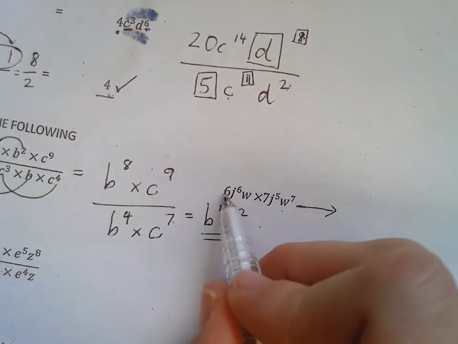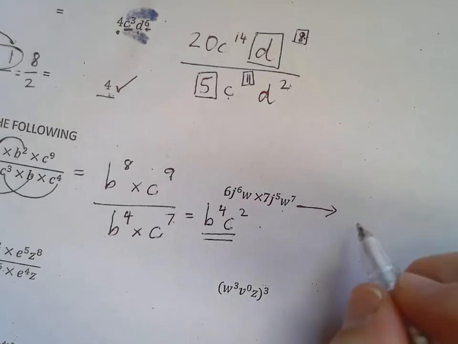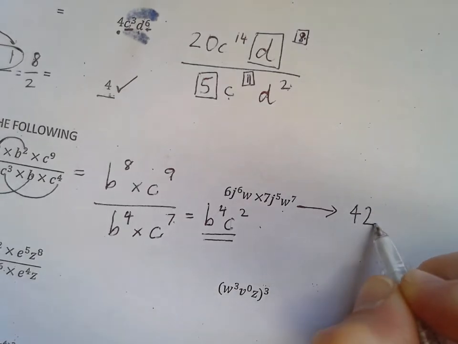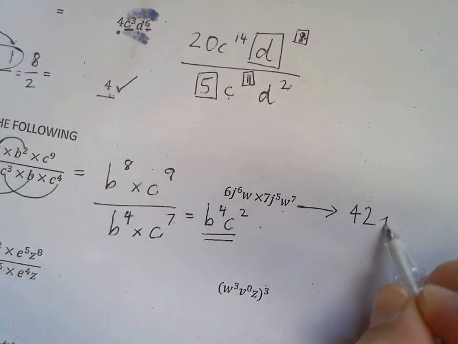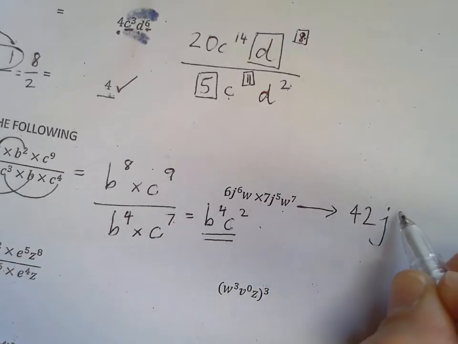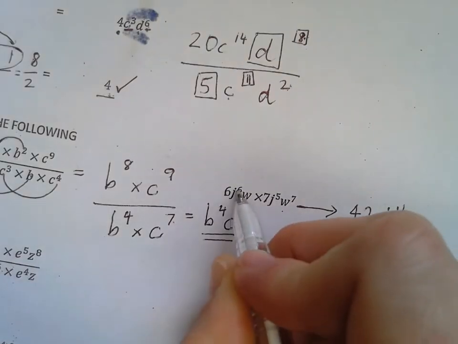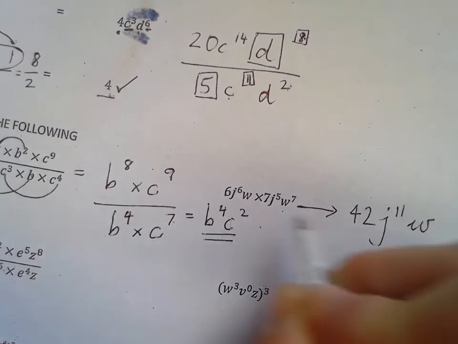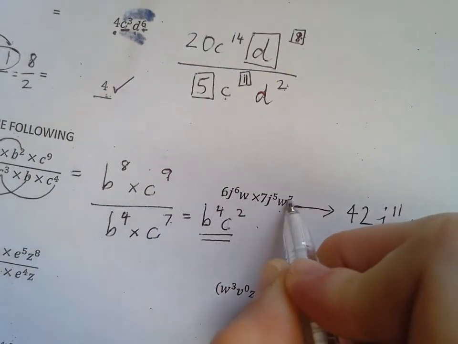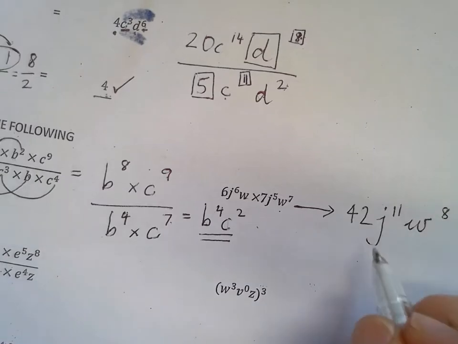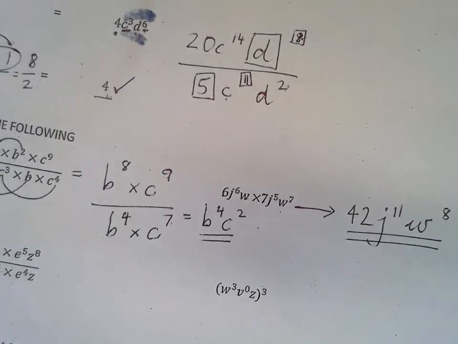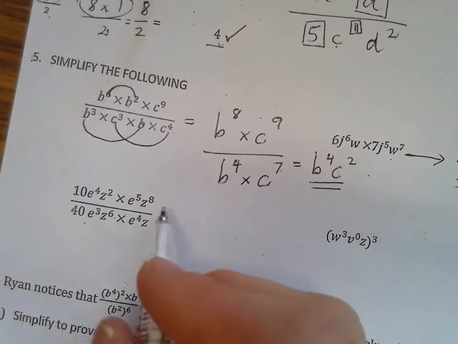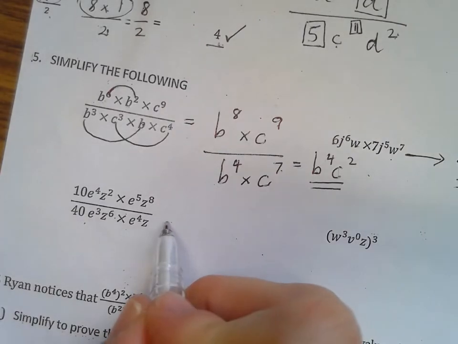Okay, let's go, 6 times 7. 6 times 7 is 42. Now we work with our J's, we keep the base, we add the powers. 6 plus 5 is 11. Let's work with our W's, we keep the base, 1 W and 7, add the powers. That one was more straightforward. This one here is just working with a couple of index laws, okay?